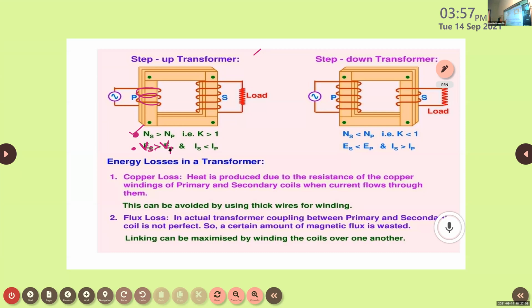Similarly, the value of current: IS, the current generated in the secondary coil, is less than the current generated in the primary coil. IS is less than IP.